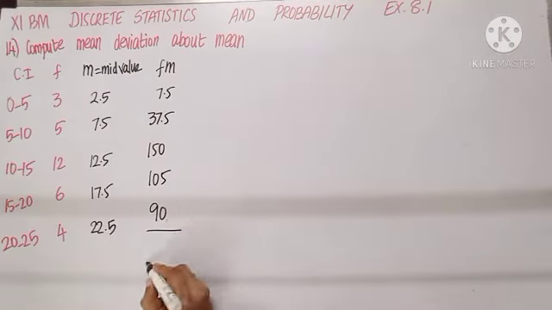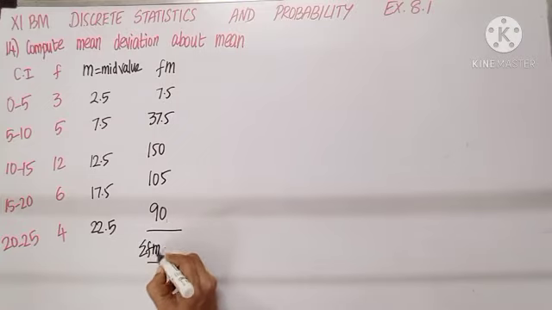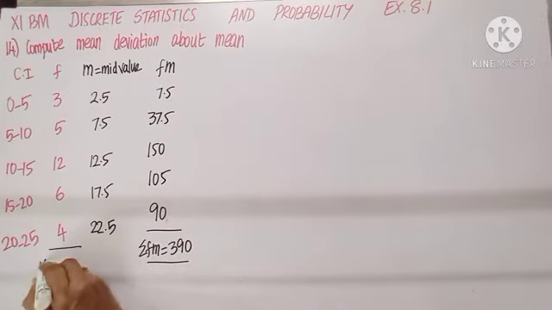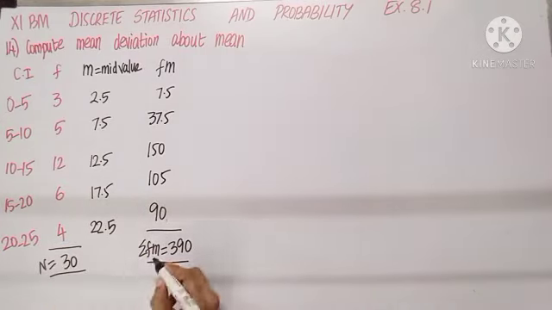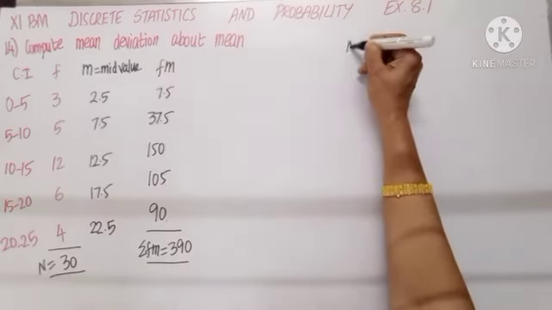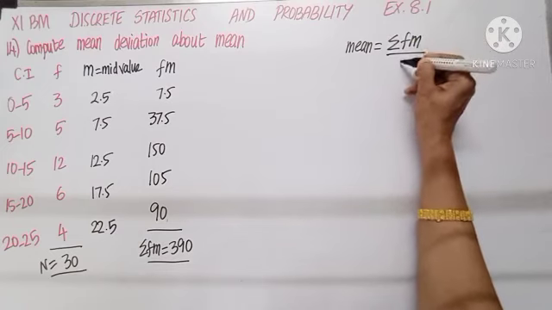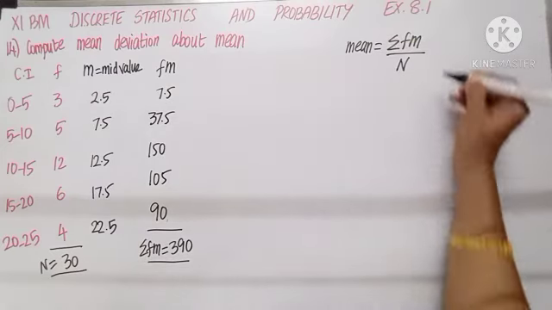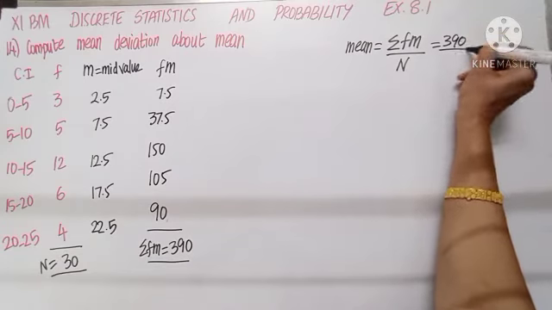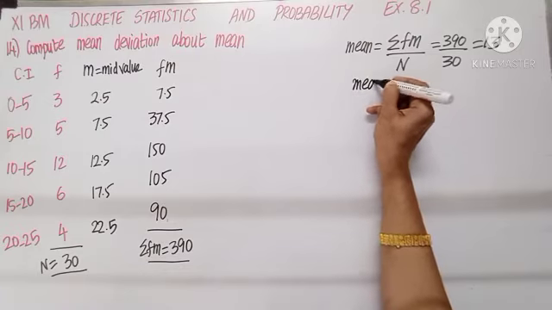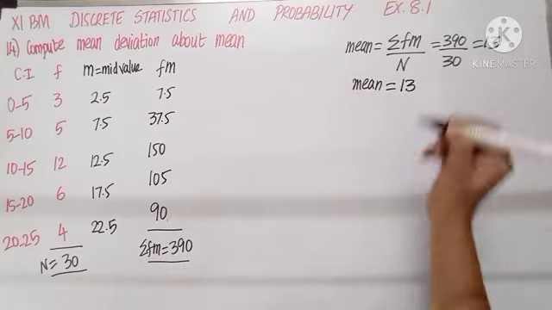As we add it all, I call it as sigma f into m. It is 390. Find out capital N, the total frequency. It is 30. As I know these two, what is mean? Let me remember the formula sigma fm divided by n. It is 390 divided by 30, that is 13. So I have achieved mean value which is 13.